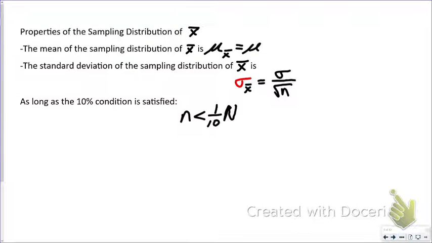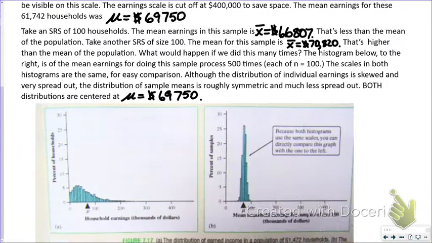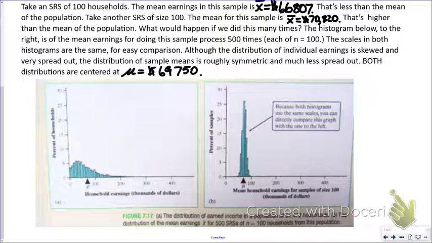The standard deviation is smaller than the true standard deviation. So look at this graph on the left. It's more spread out than the graph on the right. This one has a standard deviation of sigma. This one has a standard deviation of sigma divided by square root of n. So standard deviation shrinks when we do a sampling distribution.